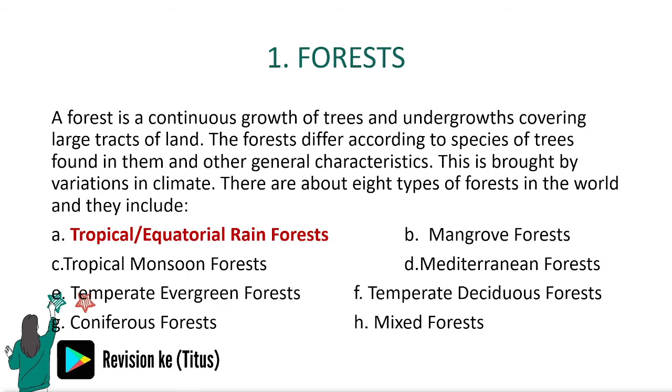We also have forests. A forest is a continuous growth of trees and undergrowth covering large tracts of land. Forests differ according to the species of trees found in them and other general characteristics. This is brought about by variations in climate. Again, we meet the term climate. There are about 8 types of forests in the world, and they include the tropical equatorial rainforests, the mangrove forests, the tropical monsoon forests, the Mediterranean forests, the temperate evergreen forests, the temperate deciduous forests, the coniferous forests, and the mixed forests.